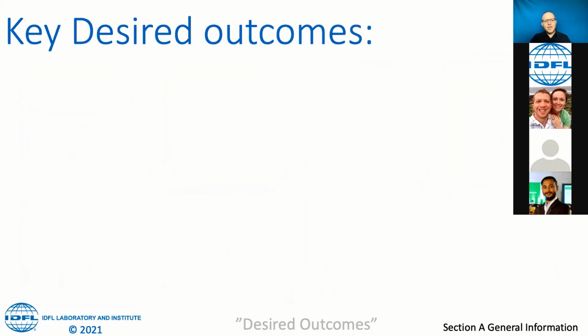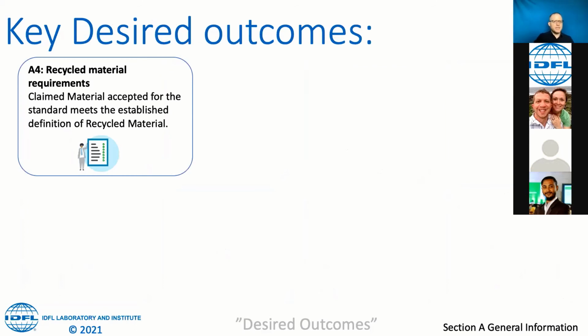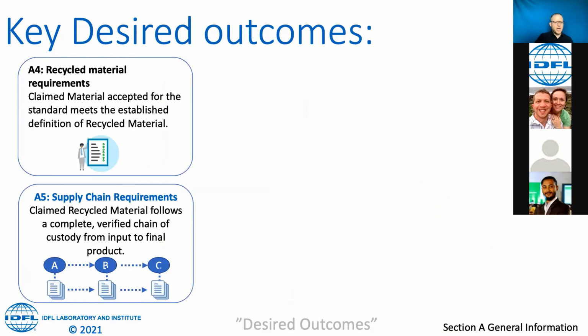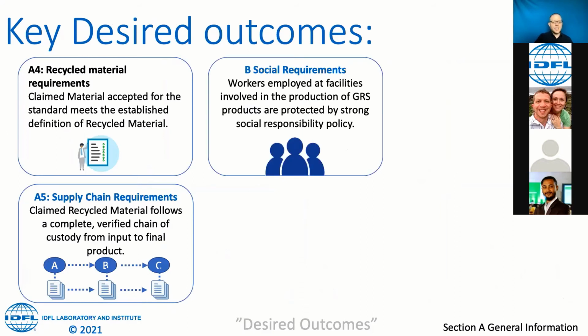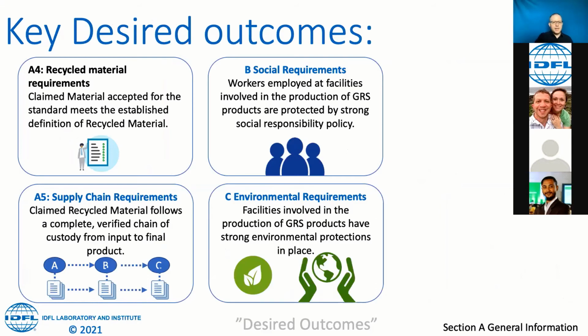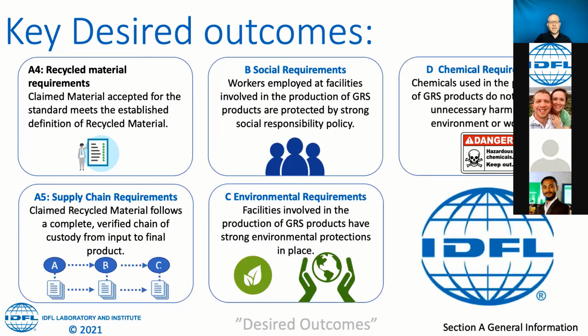The key desired outcomes here are that the recycled material is traced from A to Z. Also, you have the accompanying documentation, and the workers are protected and safe, specifically in regards to the chemicals. For the environmental requirements, it requires the facilities involved in the production of GRS products to have strong environmental protections in place. As you look at the disposal and the collection aspect, a lot of the different byproducts of the recycling process can sometimes be difficult and harmful to the environment. And last of all is the chemical requirements. The chemicals used in the production of GRS must not harm the workers, and that's why there's that social aspect, social and chemical requirements.